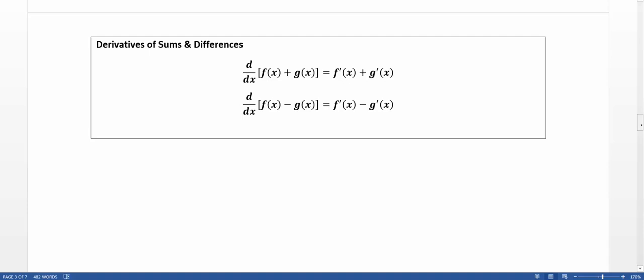So what that means is if you have a function of things that are added and subtracted, you can go term by term using the rules to take the derivative, and you will get your resulting derivative by adding or subtracting them in the same order that the original function was presented. So let's go ahead and try a couple of examples that use this property.